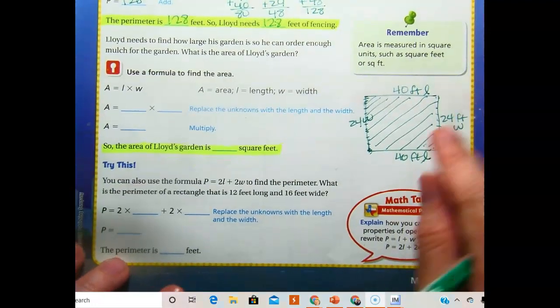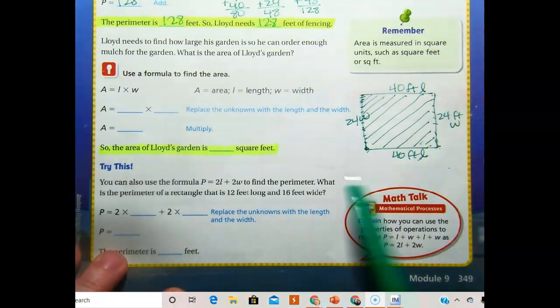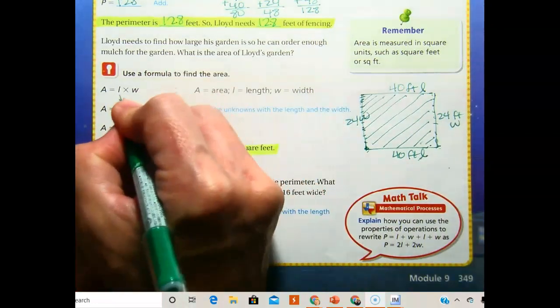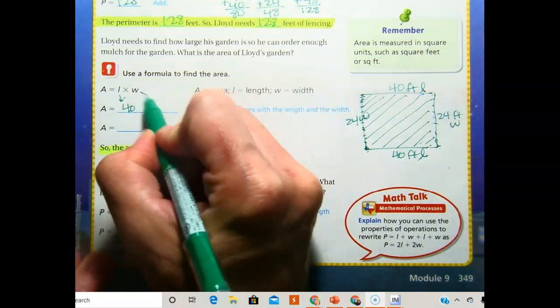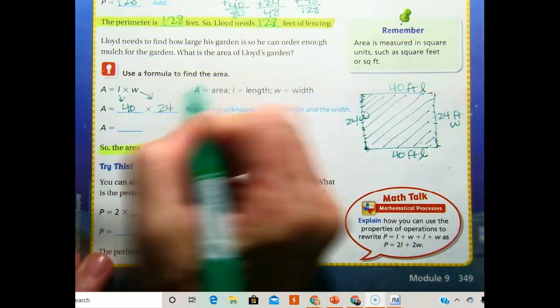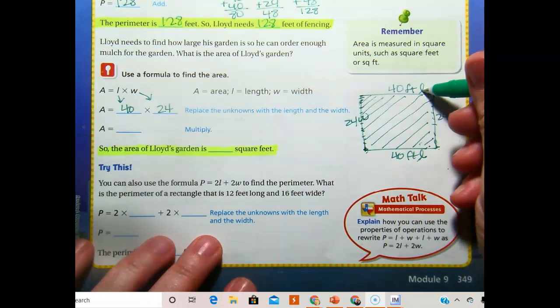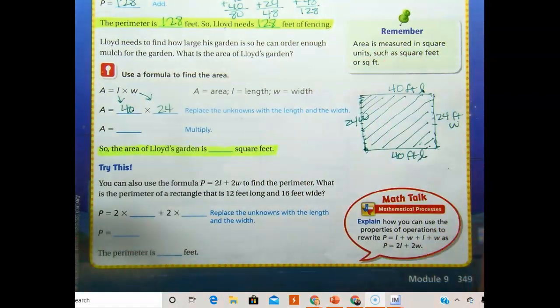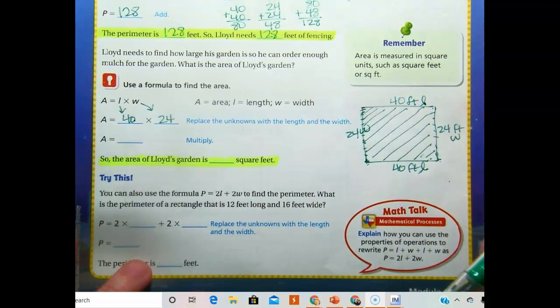I probably should have drawn my rectangle a little bit longer, but I think you get the idea. Okay, so our length is 40 and our width is 24. You literally just pluck that number off the page and put it where it belongs. It's like a puzzle. It's really, really easy, guys, I promise.